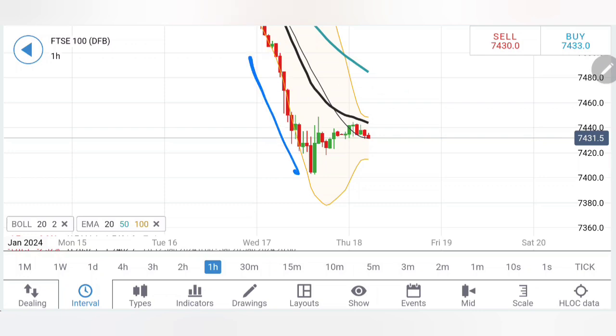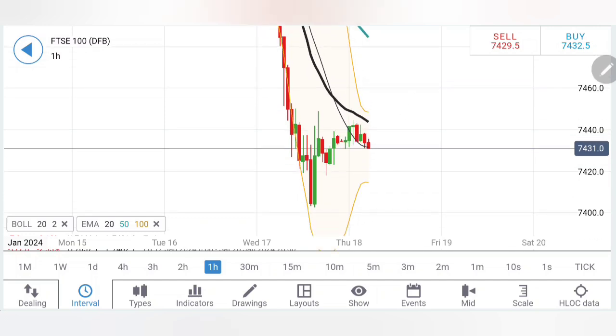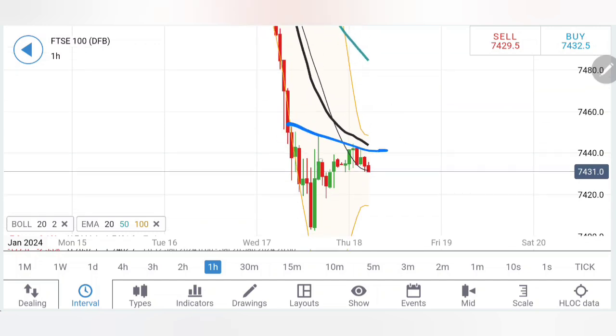UK100 on the hourly chart has seen a sharp drop and since then it is trying to recover but failing to stay above 7440, 7450 levels. Yes, this is the greater resistance, and it is trying to trade with the bearish bias again. Thus, we have to watch out more closely.